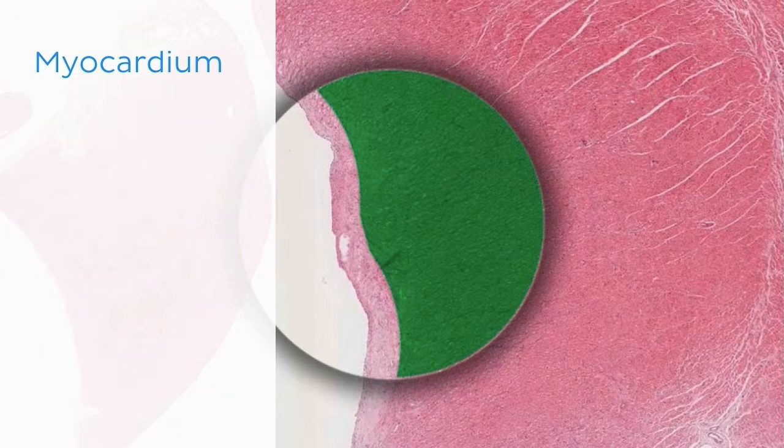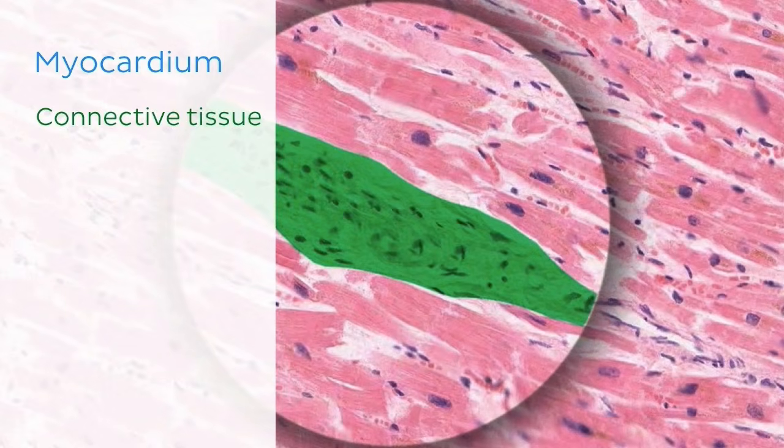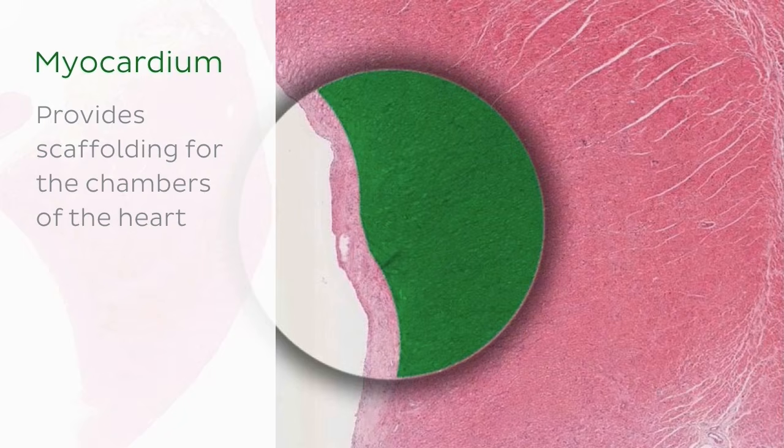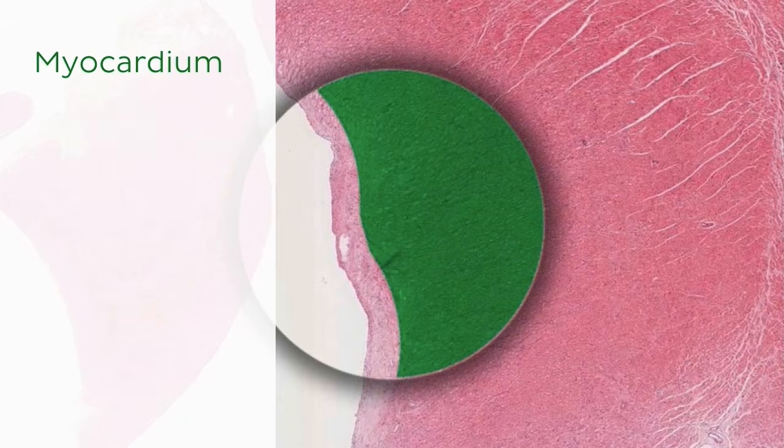As we saw earlier, the fibres of the cardiac muscle are arranged into fascicles or bundles that are bound by connective tissue. The myocardium provides scaffolding for the chambers of the heart, assisting in contraction and relaxation of the cardiac walls, and resulting in the pumping of blood in and out of the chambers of the heart.